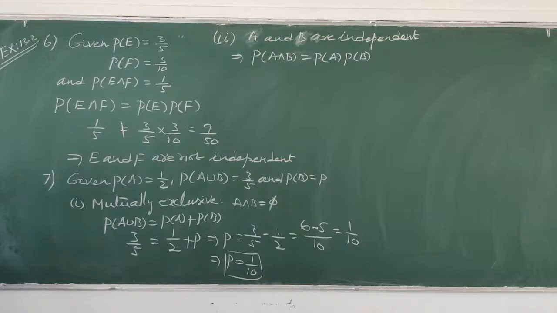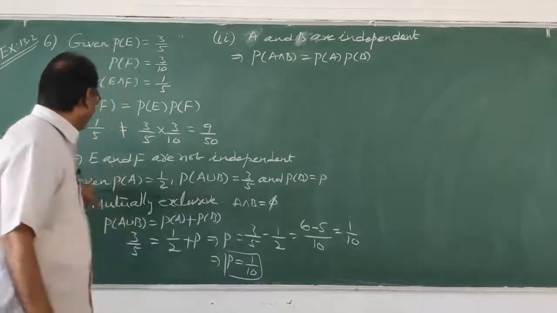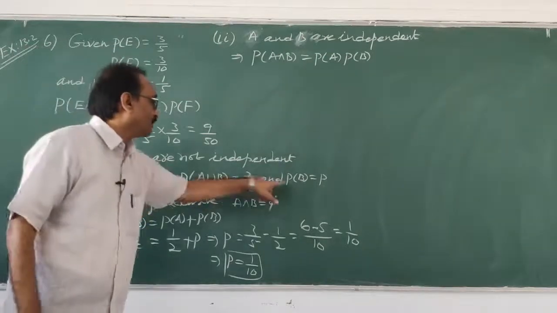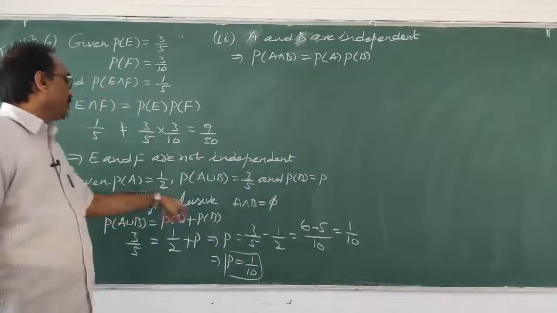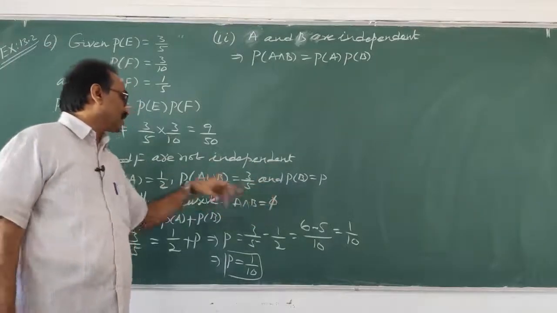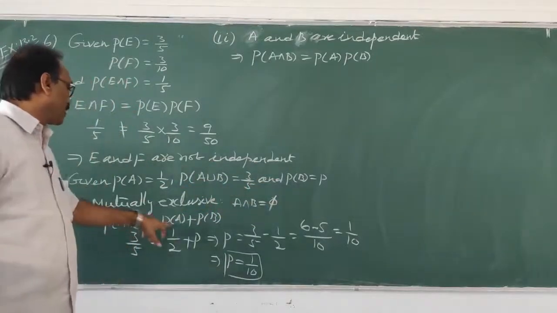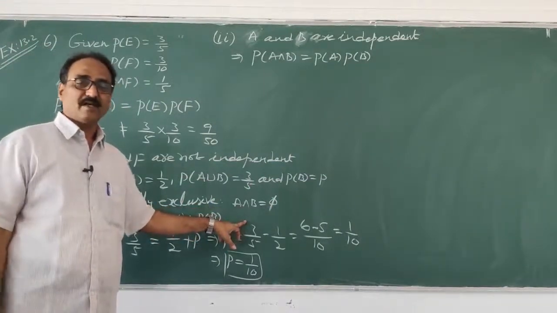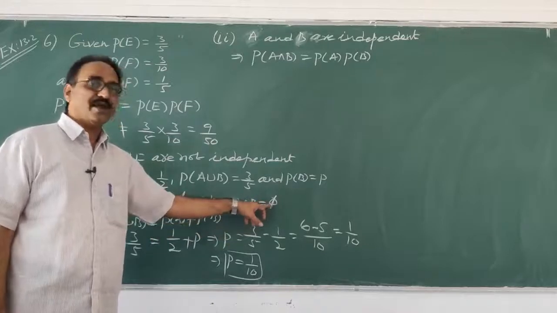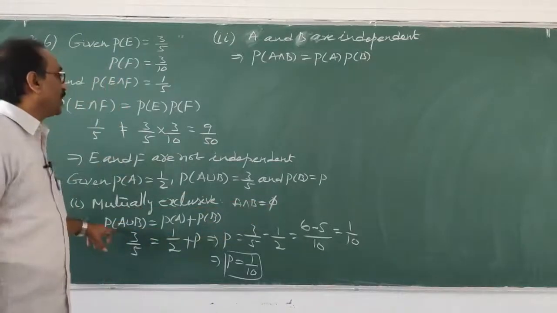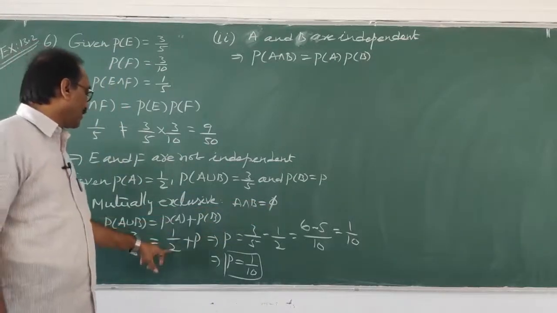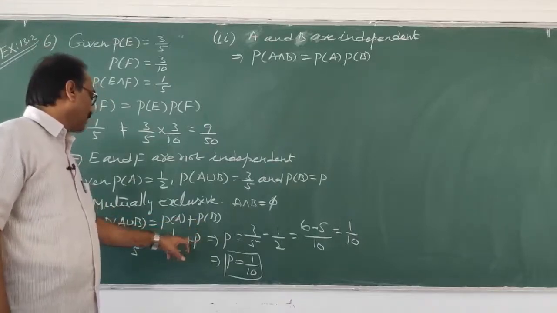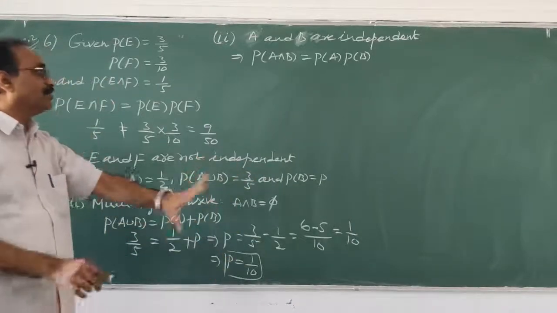Independent means what is the P value? So we have to find out both cases. The first case is mutually exclusive, which we already did here. Given P of A union B and P of B, and they are mutually exclusive, A intersection B is empty. P of A union B is generally P of A plus P of B minus P of A intersection B, but since A intersection B is empty, its value becomes 0. P of A union B is 3 by 5, P of A is 1 by 2, and P of B is P. From this we got P equal to 1 by 10.